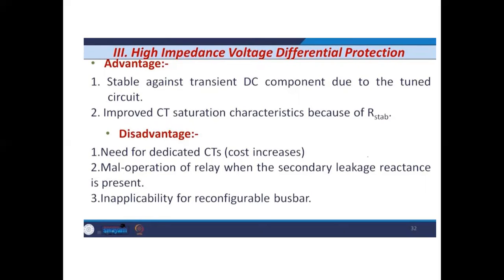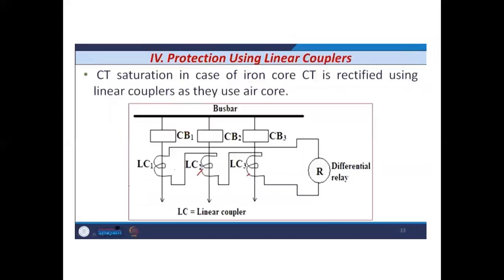So this type of scheme is also not capable when reconfiguration of the bus bar arrangement is possible. So that means if I want to change the bus bar arrangement, then retrofitting of the scheme is not possible. So for this purpose, we have the fourth type of protection scheme, that is known as protection using linear couplers.